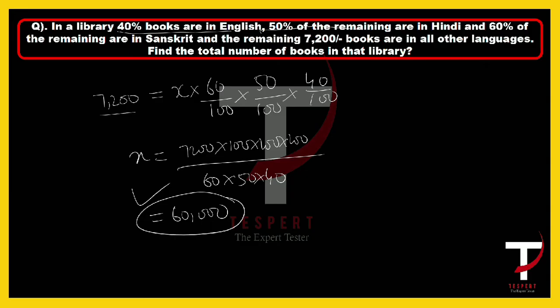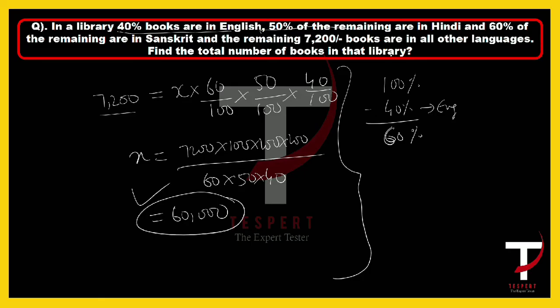Fine. So we also have a traditional method, which is of course a cumbersome process. If we calculate using the traditional method, let us assume the total number of books to be 100%. If 40% of books are in English, what is the remaining? The remaining is 60%. Out of this 60%, 50% are Hindi. So deduct 50% of 60%, which is 30. So the final is 30%.